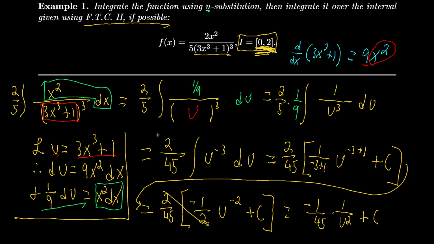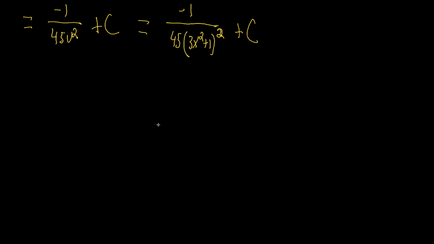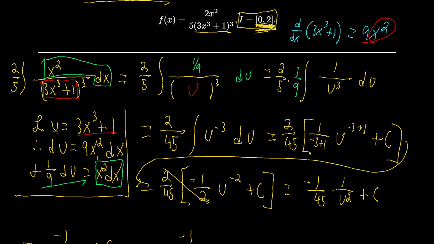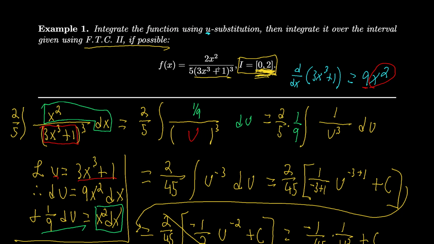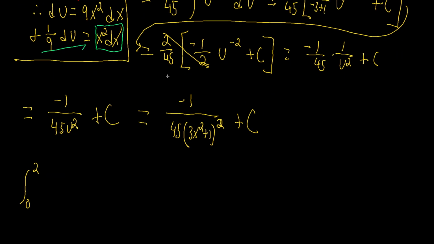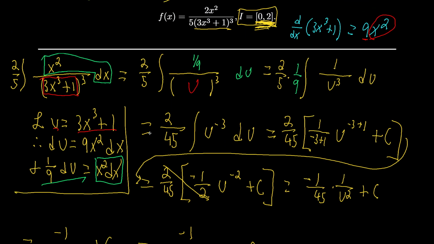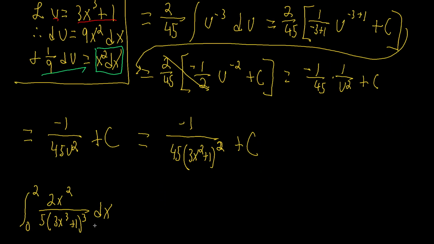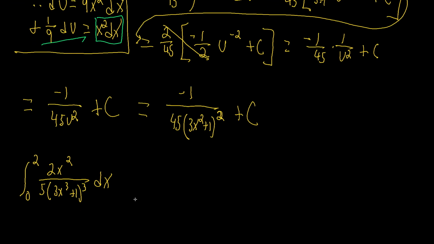But this does work, so we're going to do the integral from 0 to 2 using the FTC part 2. So here's that. We're going to do the integral from 0 to 2 of this entire function. And let's try and remember it here. It is 2x squared over 5 times (3x cubed plus 1) cubed. So it's 2x squared over 5 times (3x cubed plus 1) cubed dx is the integral that we were doing. I'm pretty sure. Yeah, that's exactly the right thing.